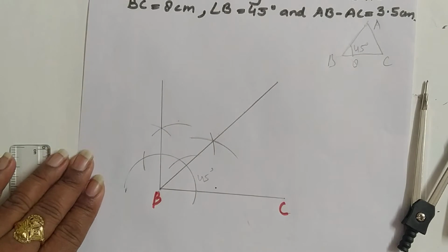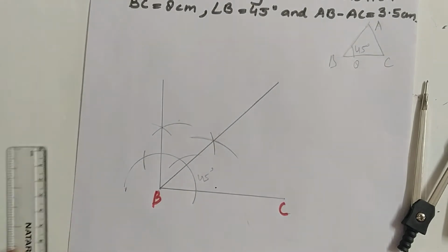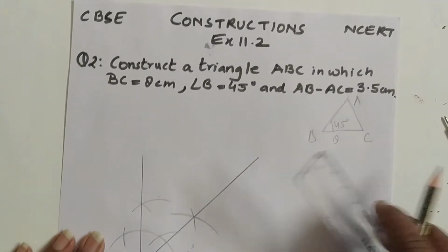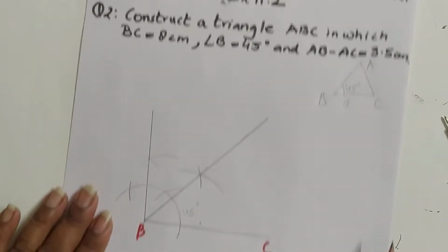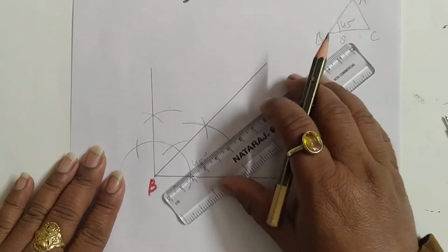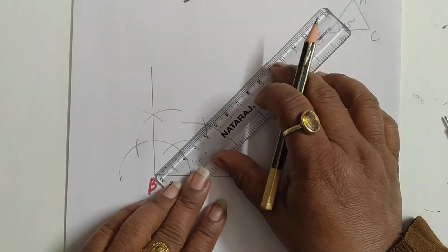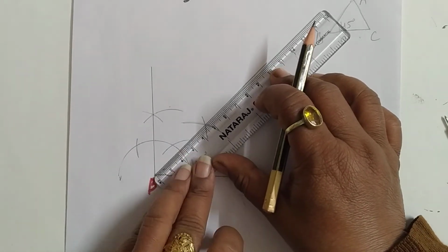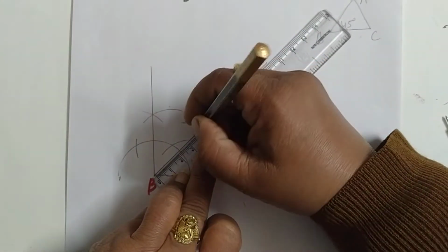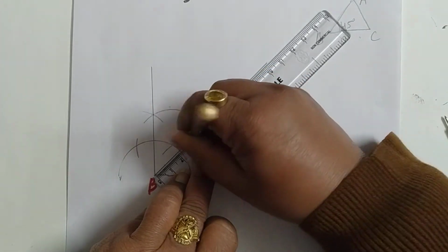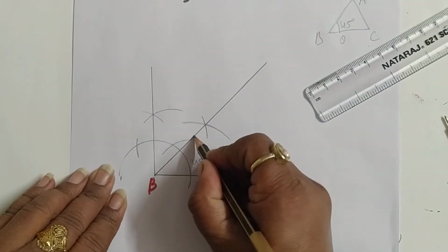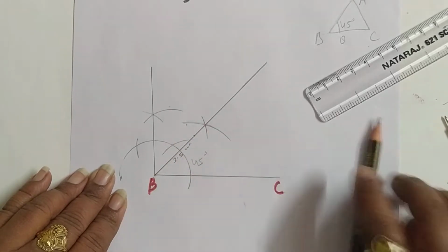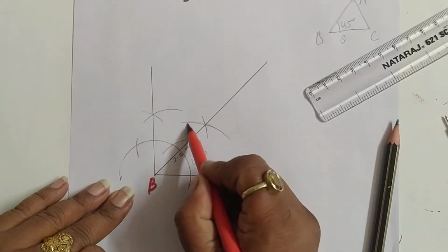Now what we have to do is measure, because AB minus AC is given to us as 3.5 centimeters. So we will measure and put a point at 3.5 centimeter on the line that we have drawn for the angle 45 degree. So this is 3.5 centimeter, and we will give this the point D.